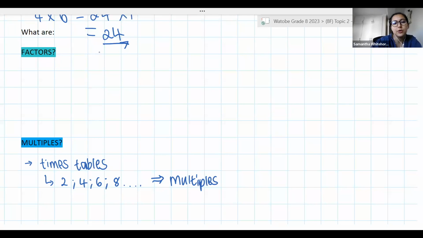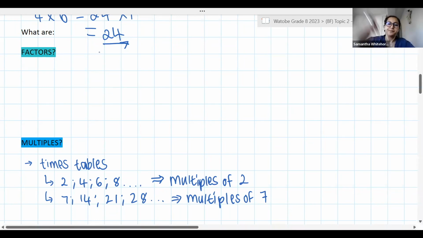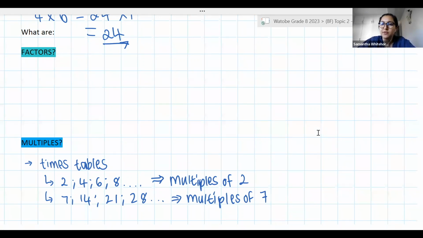So your multiples are basically your times tables. If we went to, for example, 7, 14, 21, 28, and so on, these are then our multiples of 7. Your multiples are basically your times tables. It's the answer we get when we multiply two whole numbers together. Very nice, Laura. Blessed, do you want to give us factors?